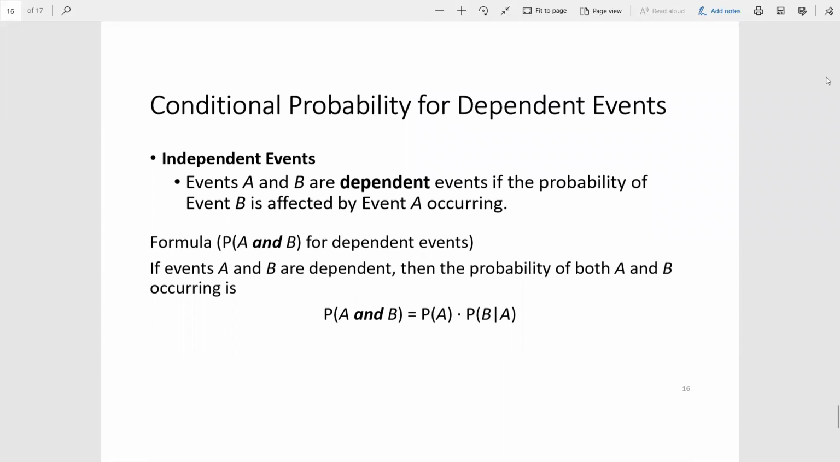Now we have another formula for a conditional probability for dependent events. Events A and B are dependent events if the probability of event B is affected by event A occurring. So the formula for this is the probability of A and B occurring. It's the probability of A times the probability of B given that A occurred. So we got event A occurring, and if B is dependent on that, we need to be able to calculate the probability of B given A. That's best represented by the next example.